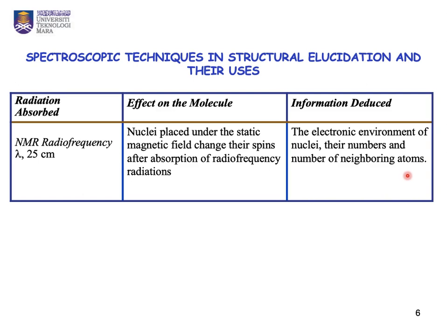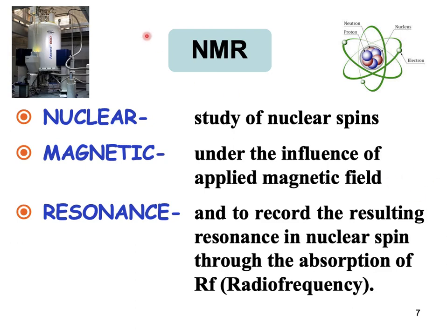structure of the compound. As you can see from the name, nuclear magnetic resonance, the abbreviation is NMR. This abbreviation tells us most of the information about what this technique is all about. N is for nuclear, M is for magnetic, and R is for resonance. So this technique is the study of nuclear spin.